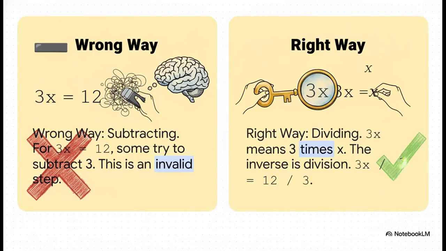And here's the other big one. When people see 3x, for some reason, their brain often jumps to subtracting 3. But you've got to pause for a second and ask yourself, what operation is actually happening here? 3x doesn't mean 3 plus x, it means 3 times x. So the only way to undo that multiplication is with its inverse, which is division.